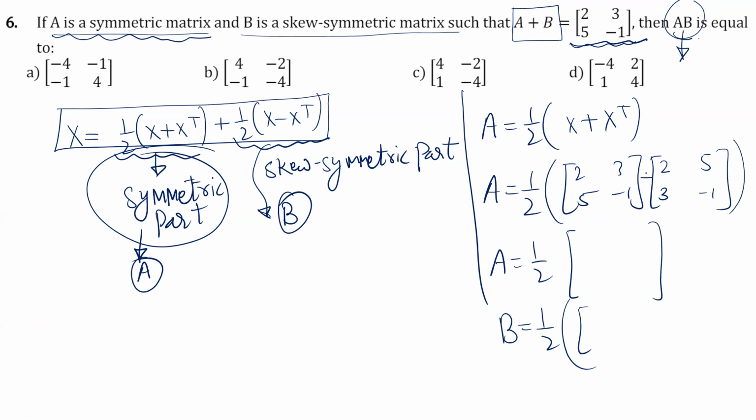So this is your X plus X transpose. You can add directly: 2 plus 2, 3 plus 5 is 8, 5 plus 3 is 8, minus. So this will be the answer.